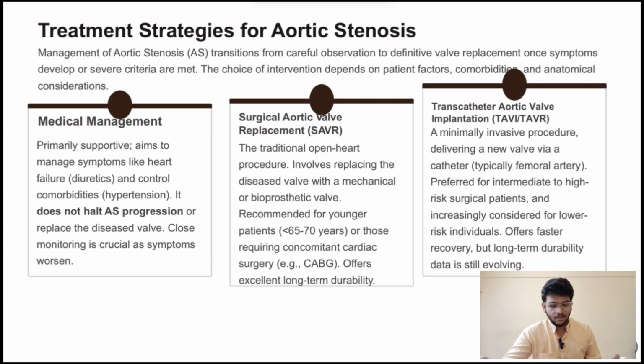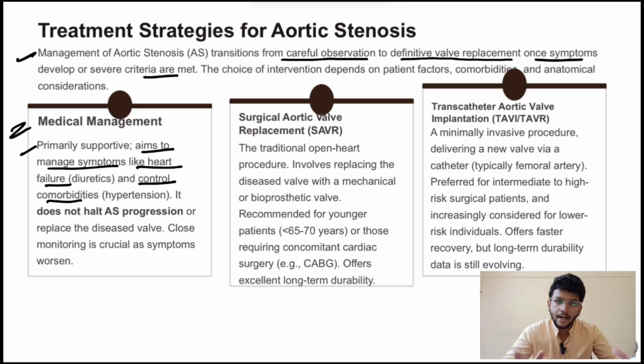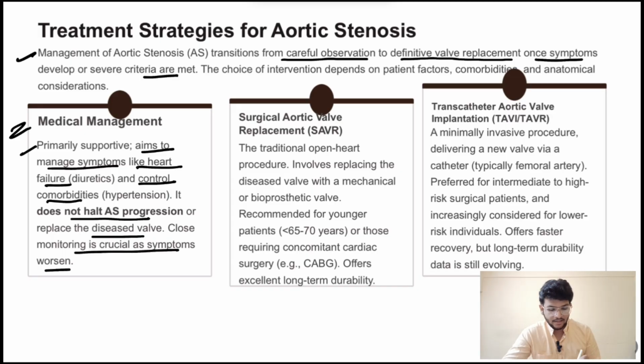Treatment strategies for aortic stenosis: the management transitions from careful observation to definitive valve replacement once symptoms develop and severe criteria are met. Medical management is primarily supportive. It aims to manage symptoms like heart failure with diuretics and control comorbidities like hypertension with antihypertensives, diabetes and others. It does not halt aortic stenosis progression or replace the diseased valve. Close monitoring is crucial as symptoms worsen.